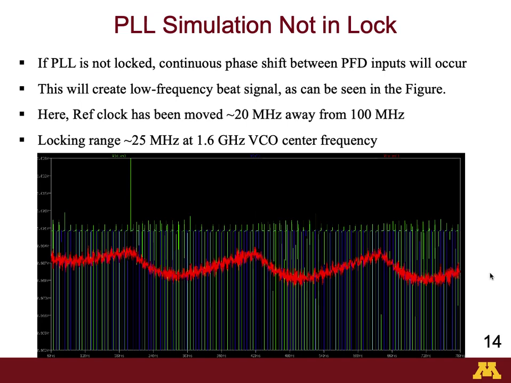So VCTRL is not stabilizing at a particular value, rather oscillating at a very low beat frequency. In this example, we have moved the reference frequency around 20 MHz away from its 100 MHz initial value, and the PLL here is out of lock. They are not locking, they are creating low frequency beats.